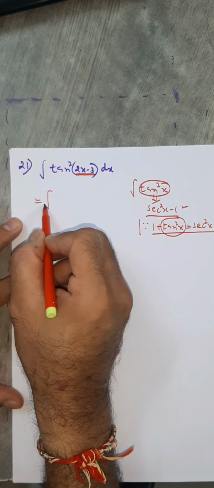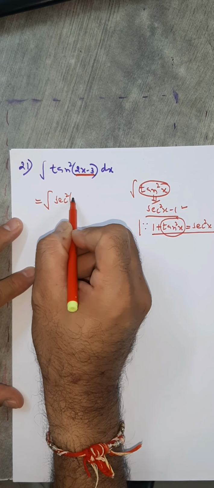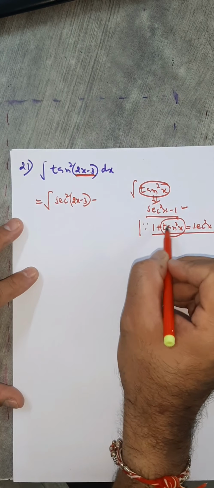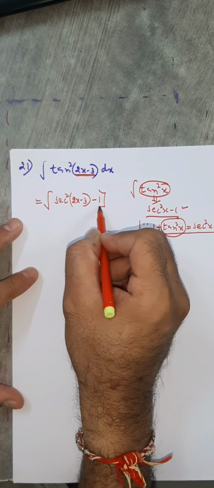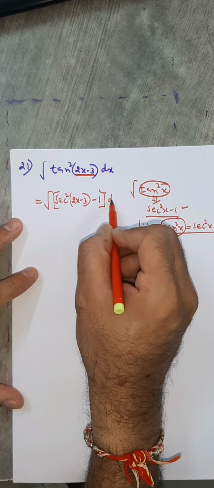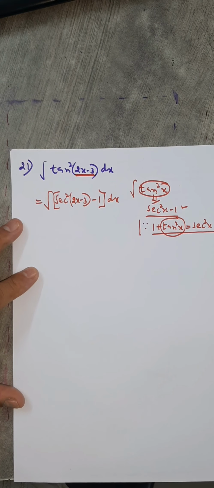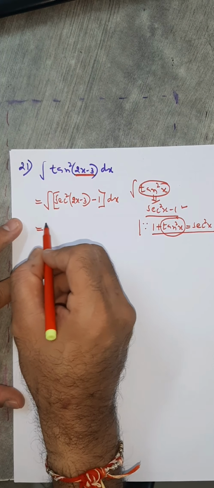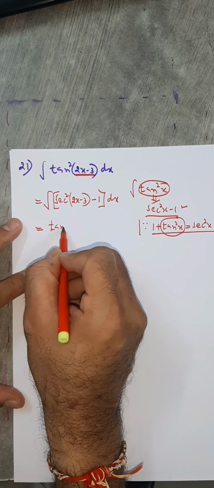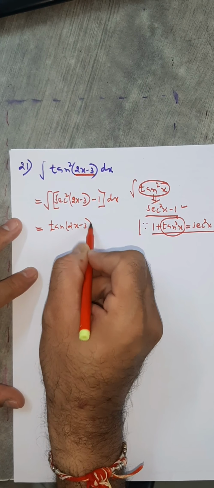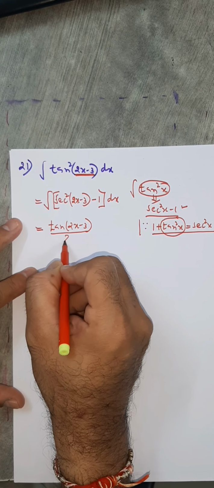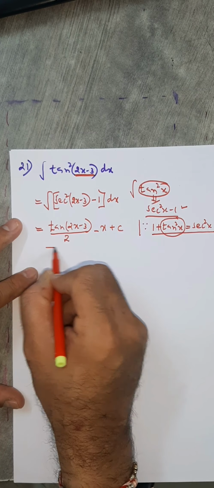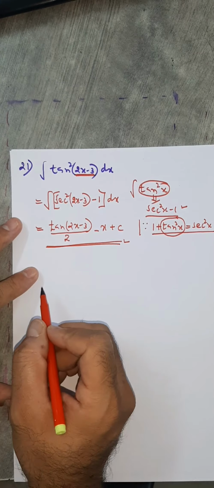So this is equal to integral of sec square of 2x minus 3, this is your angle theta, minus 1 on the other side, minus 1 the whole dx. Integral of tan square, which is sec square minus 1. Now what is integral of sec square? That is tan x. So tan of 2x minus 3 upon the coefficient of x, which is 2, minus integral of 1, which is x, plus c. So this is the required integral here.